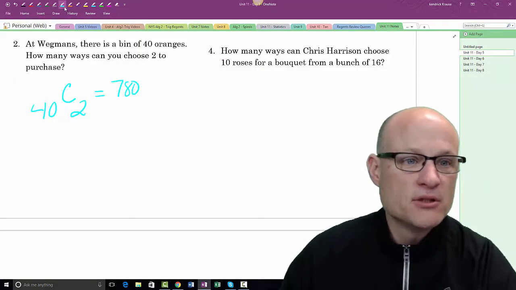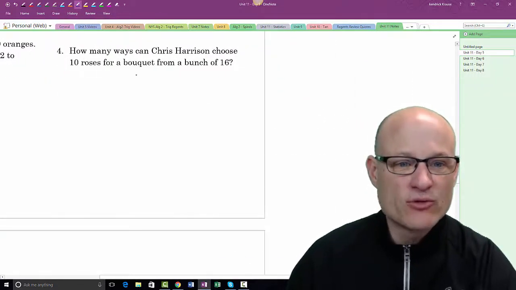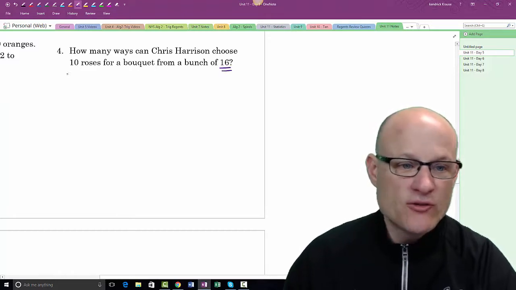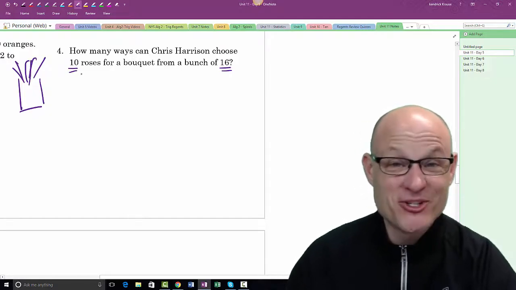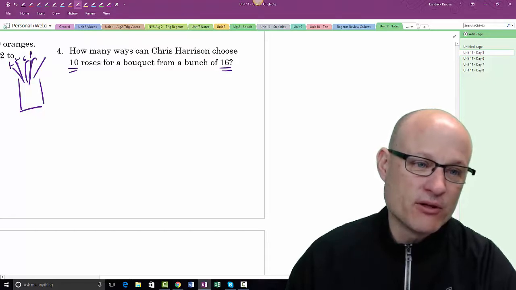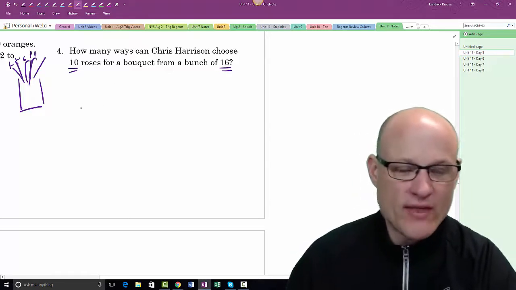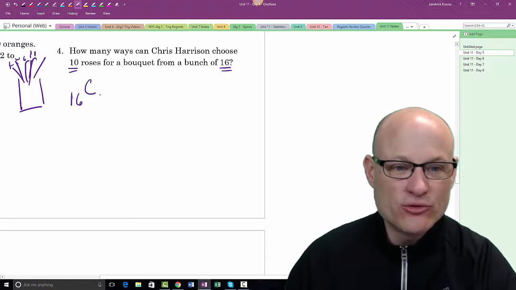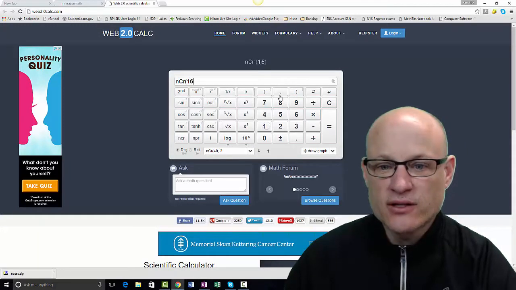All right, bored with that pen. Going to purple. How many ways can Chris Harrison choose 10 roses for a bouquet from a bunch of 16? So if you see a bunch of roses in a vase, does it matter that this one's the red one, and this one's the white one, this one's the green one, this one's the pink one? It doesn't matter. It makes no difference. It's just a bouquet of roses. So that would be 16 choose 10. So, clear, 16, comma 10, 8,008.